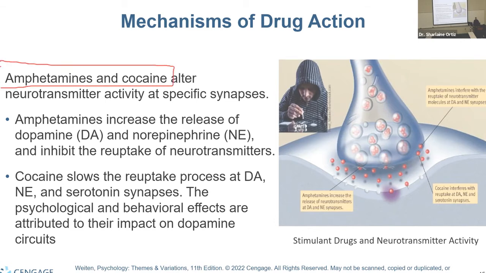By the way, caffeine has very similar effects to cocaine, so if you were wondering.